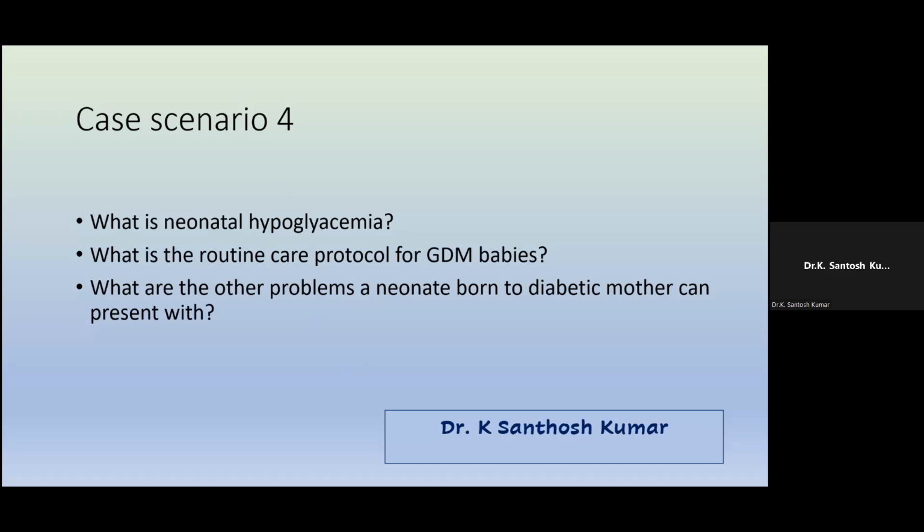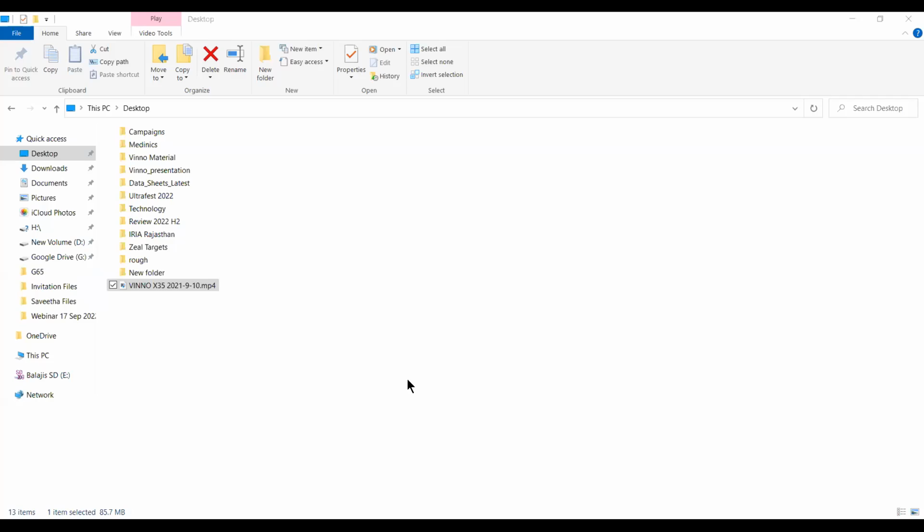Thank you. So you've highlighted the electrolyte imbalances, the polycythemia and the jaundice. Very briefly, because we have run out of time, apart from diabetes, are there other situations where you can see a baby having hypoglycemia?